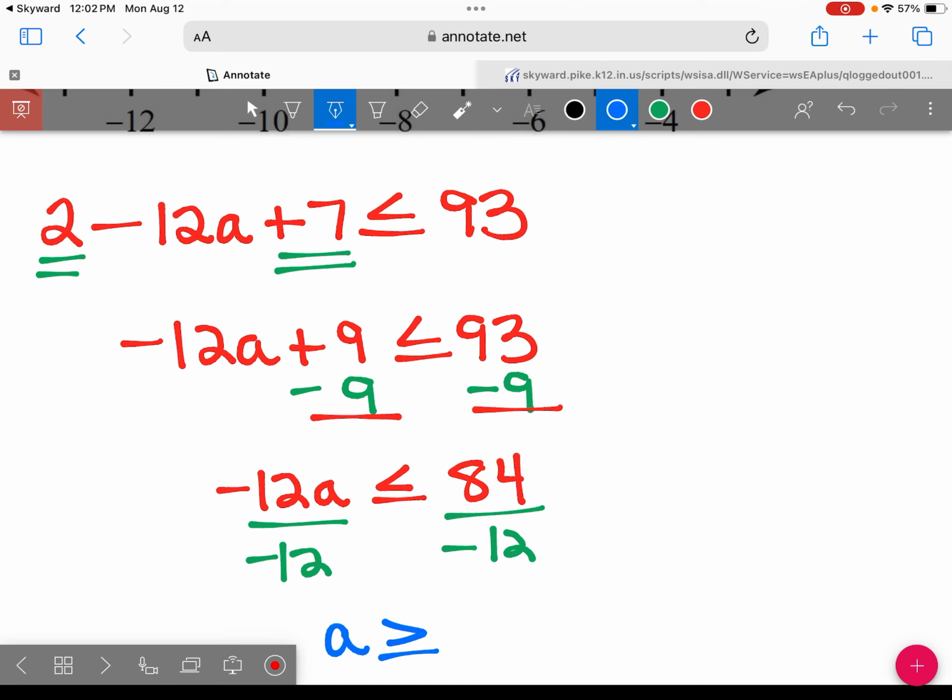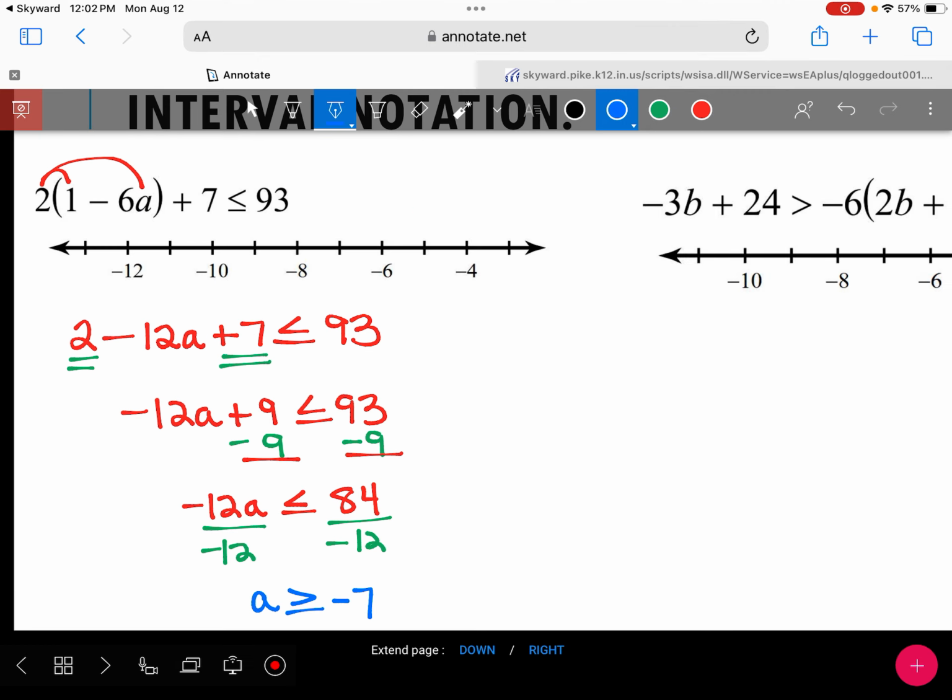So go ahead and take 84 divided by negative 12. I think it's negative 7, but let me verify. Yep. So a is greater than or equal to negative 7. So we need to write that in interval notation. So I'm going to graph it first. So negative 7 on my number line would be right here. It would get a closed circle. And it's greater than, so that means that it's going to the right. So it's going towards infinity. So my interval would be a bracket negative 7, comma, infinity.